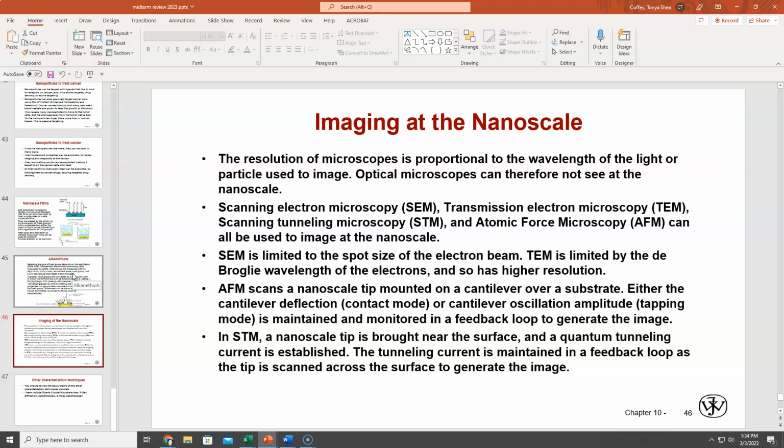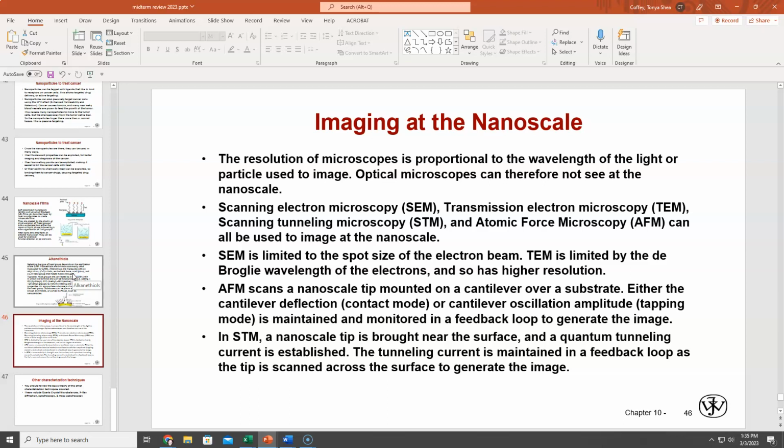Scanning electron microscopy is limited to the spot size of the electron beam. Transmission electron microscopy is limited by the de Broglie wavelength of the electrons, and so it has higher resolution than SEM. In atomic force microscopy, you use a nanoscale tip, which is mounted on a cantilever that moves over a substrate. Either the cantilever deflection for contact mode or the cantilever oscillation amplitude for tapping mode is then maintained and monitored in a feedback loop to generate the image.